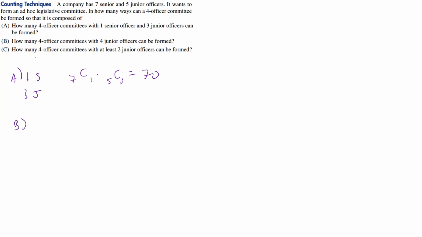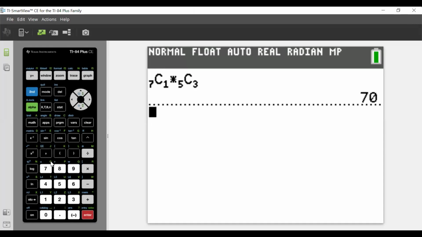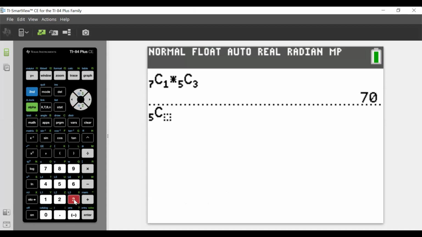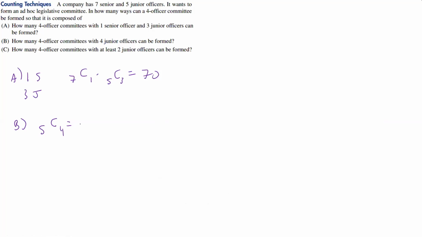What about B? How many four-officer committees with four junior officers only? Well, that's going to be 5C4. Okay. So when we plug that into our calculator, we get 5, 3, and we want 4, and we get 5 for our value there. So only 5 committees with the four junior officers.